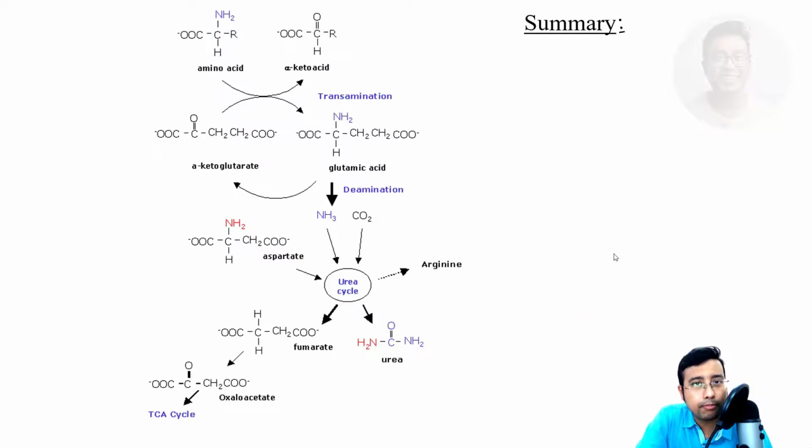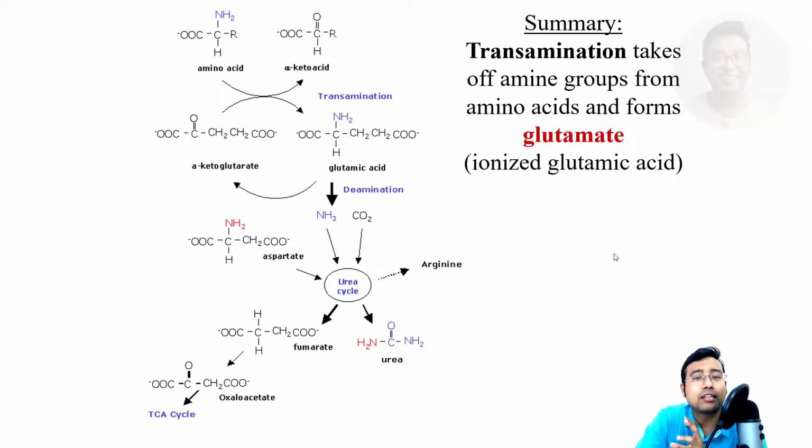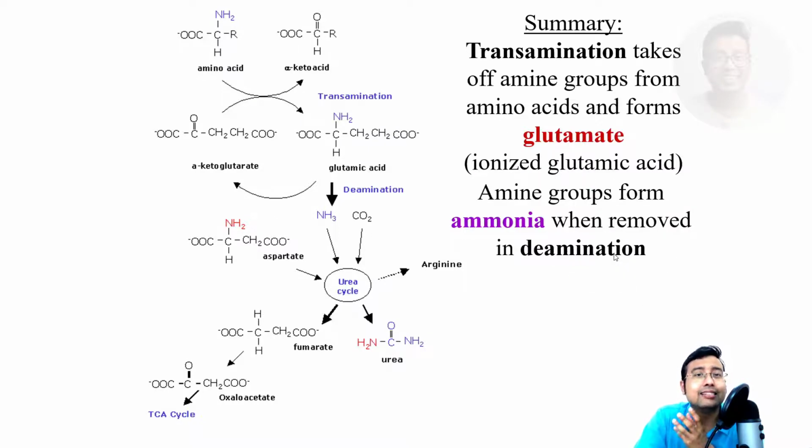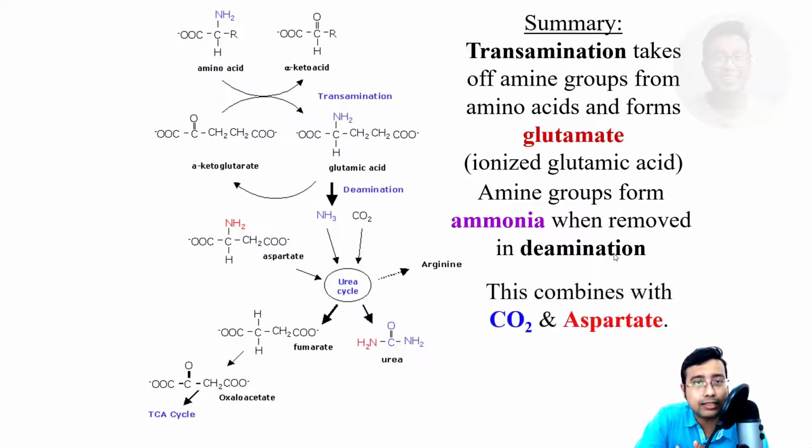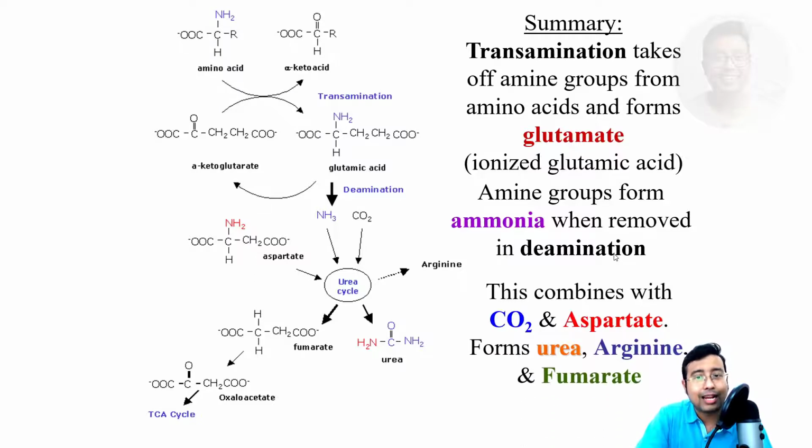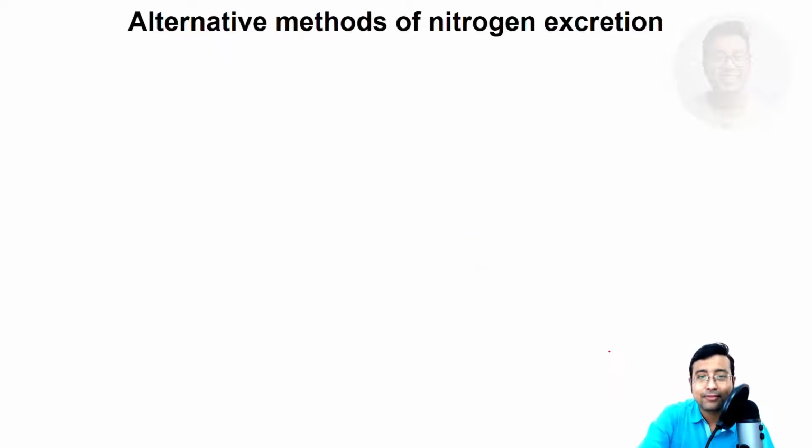So if we sum up, the amine groups are first transaminated to form glutamate, but free ammonia is not released. How is free ammonia released? It is released in the deamination step. Okay, this combines with carbon dioxide and aspartate and forms urea, arginine and fumarate. These are all TCA cycle, urea cycle products, right? So when transamination and deamination are done, ultimately the final common pathway is that they go into the urea cycle and thus lead to production of urea, which is the final excretory product in the case of mammals, right?